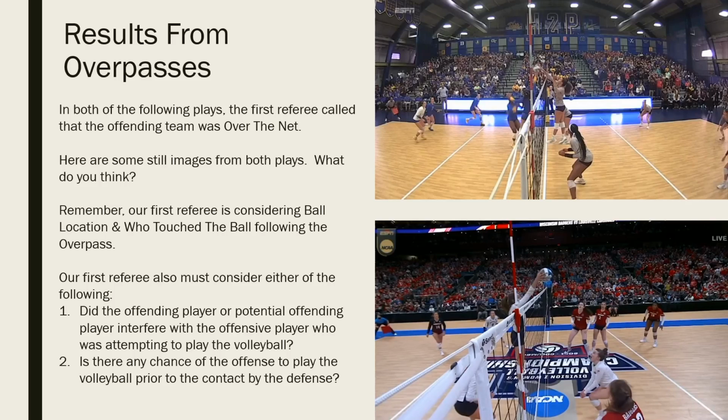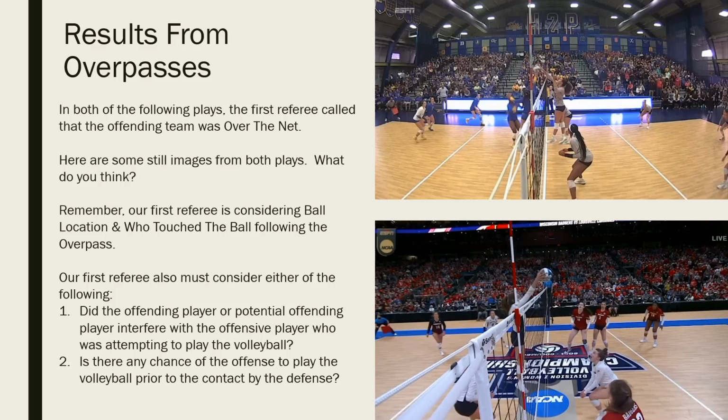In our top image, we will assume that the back row setter on the left has contacted the volleyball and is attempting to pass the volleyball to a teammate. Her potential play is interfered with by the defensive player on the right. Thus, this is an over the net violation, correctly called by our first referee.